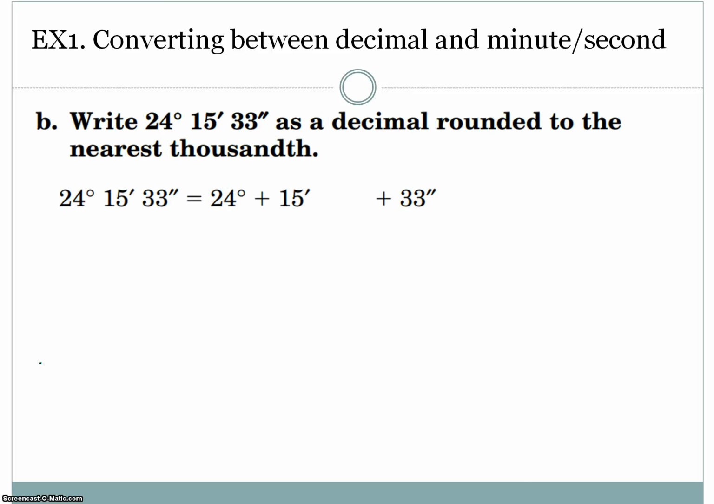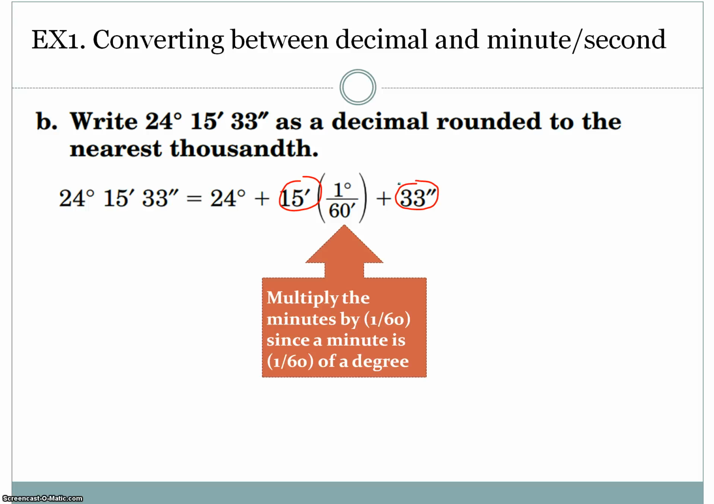So here's a way of expressing this as degrees, minutes, and seconds. And now we want to convert it back in the opposite direction. So how do we do that? Well, we've got 24 degrees. We're not going to do anything with that. But this 15 minutes and this 33 seconds, we need to convert back to parts of a degree. So the question is, what part of a degree is 15 minutes? Well, it's 1/60th of a degree. So if we multiply 15 minutes by 1/60th, then we'll convert it back into degrees.